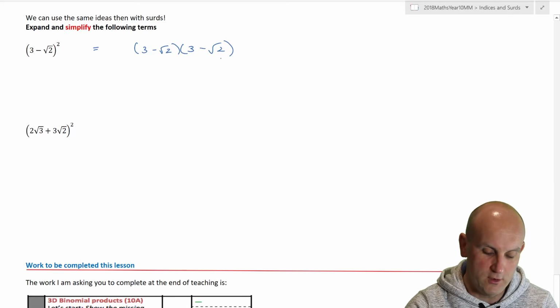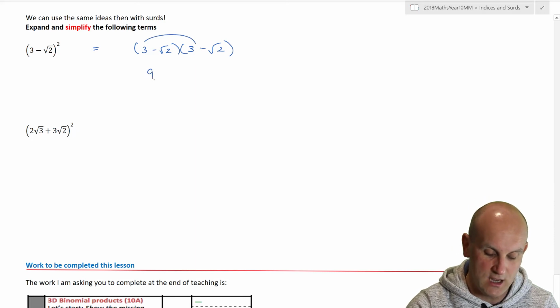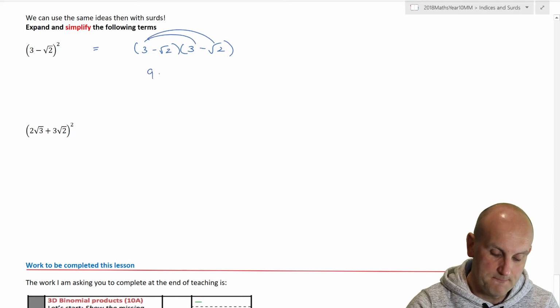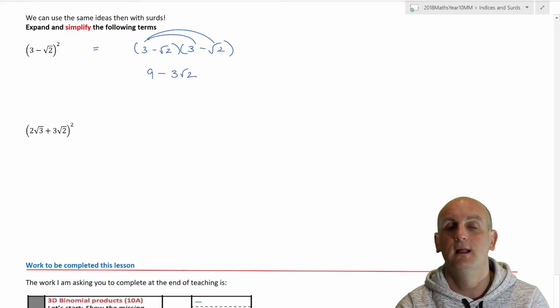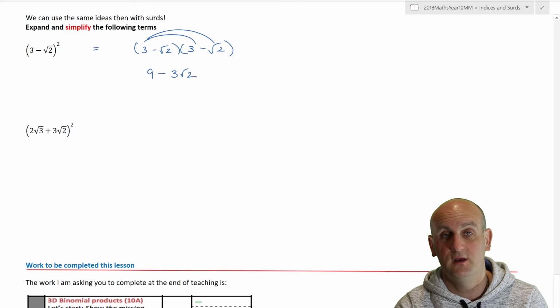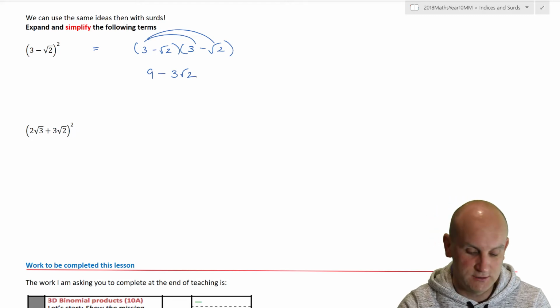And now I'm going to do FOIL first. 3 times 3 is 9. Outside, minus 3 root 2. And again, if you're not sure why that's true, go back and watch the video on multiplying surds. It will help you understand how to do this section.